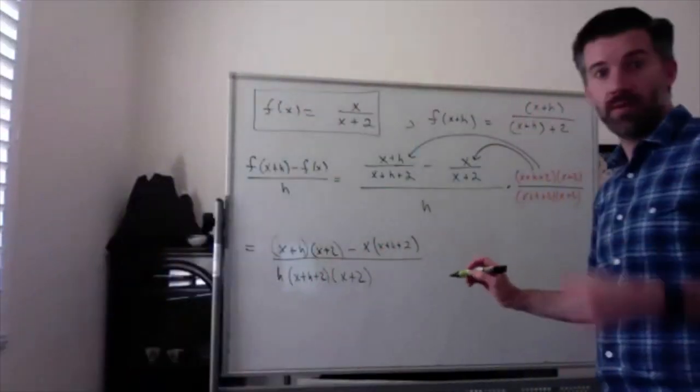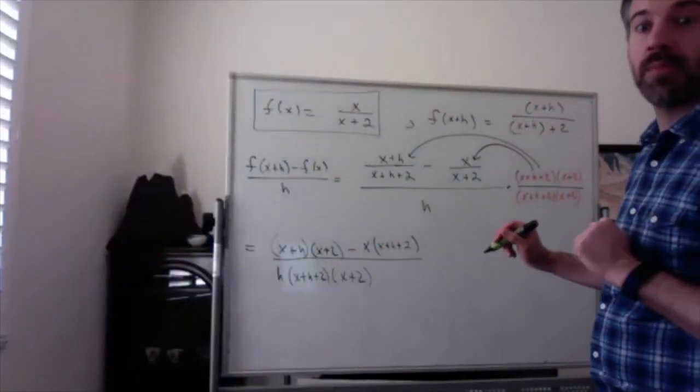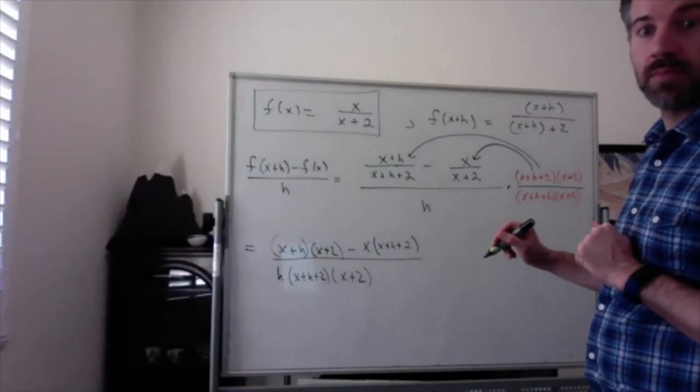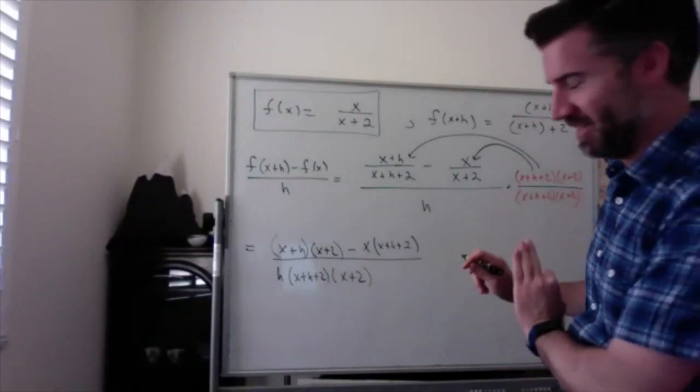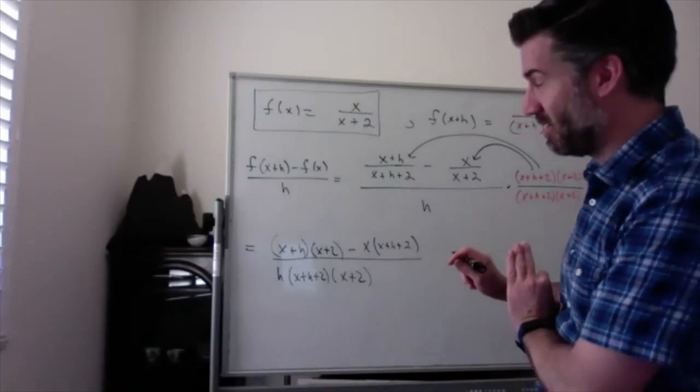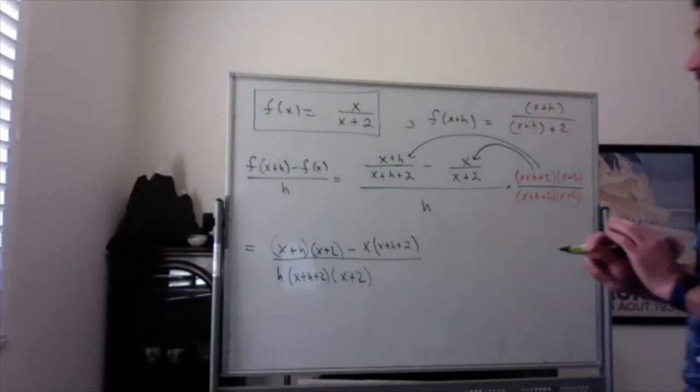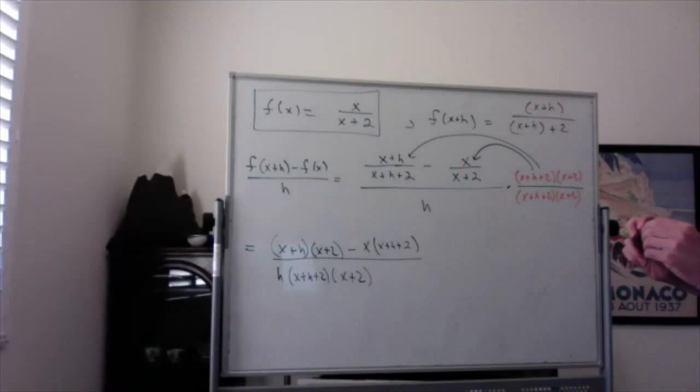So do we have to do both the top and the bottom of the whole equation, or is it just for the numerator? Sorry, I missed the very beginning of what you said. Do we have to do that multiplication process for the entire equation, or is it just for the numerator?